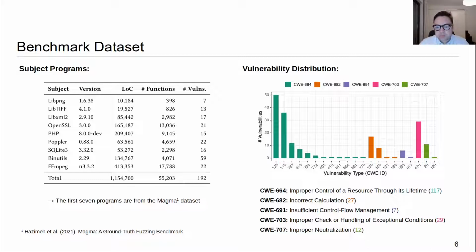On the right side, we see the vulnerability distribution of our dataset. We have 21 different types of vulnerabilities that are grouped in 5 vulnerability classes. So here we have vulnerabilities that refer to memory-related vulnerabilities that are grouped in CWE-664. We have incorrect calculations whose results may then be used in security-critical source code. Those vulnerabilities are grouped in the class CWE-682. We also have program control flow manipulations so that the security of the program is compromised. Vulnerabilities of this kind fall into the category CWE-691.